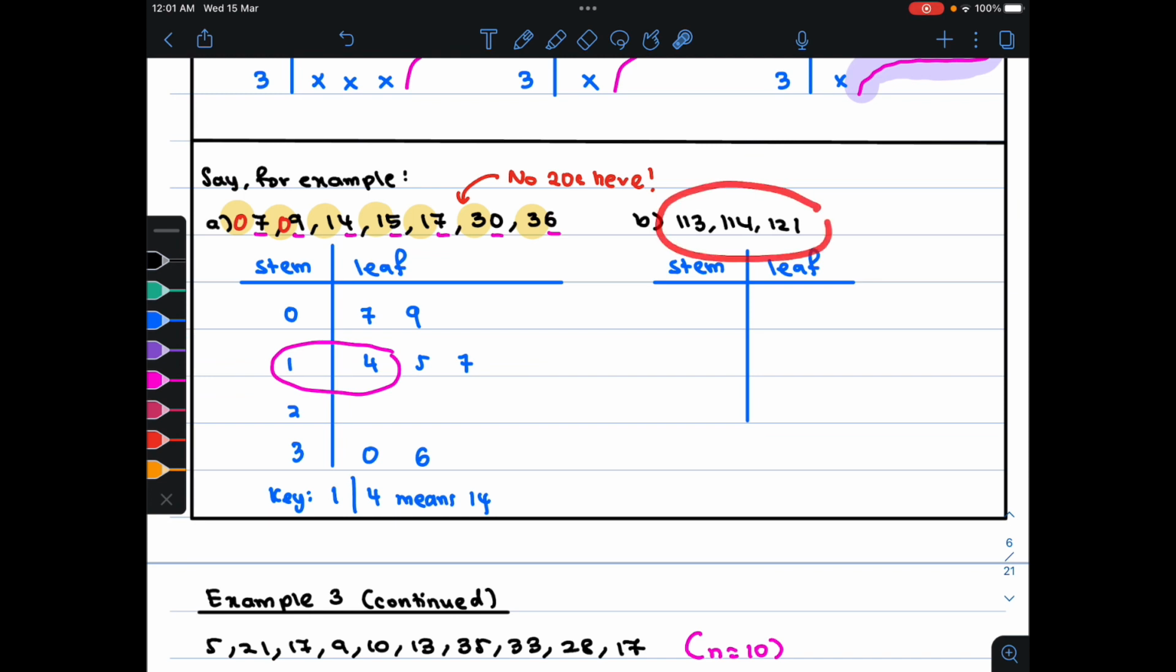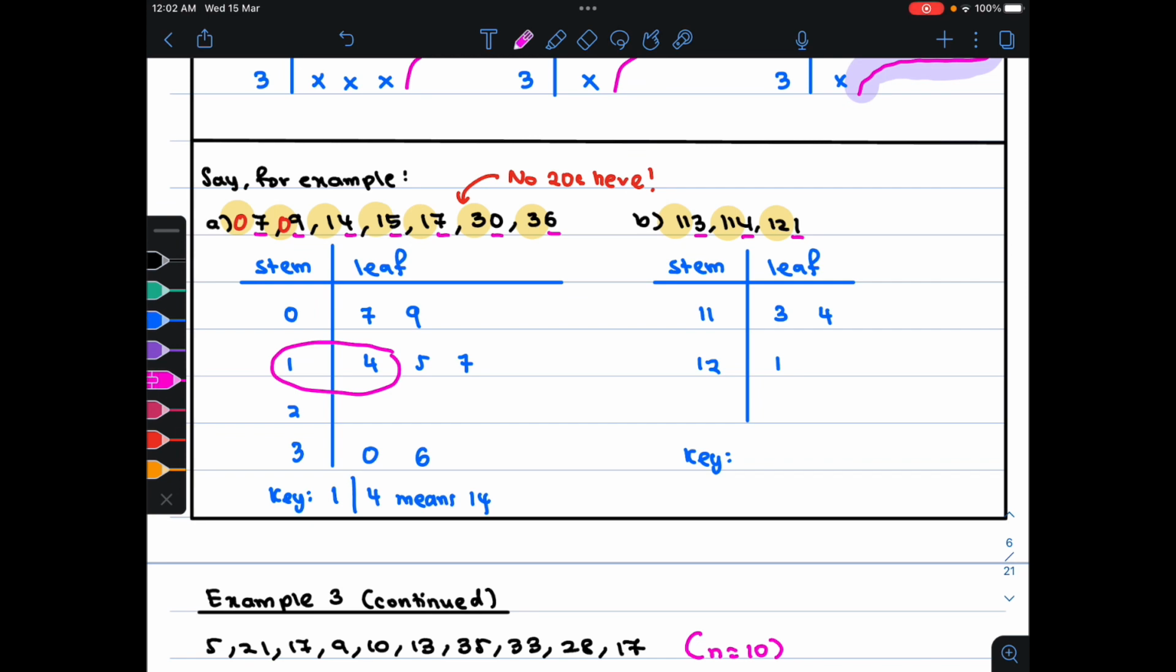Next, for part B, we have this data. So the leaf will always be the last digit, which is 3, 4, and 1 right here. And the stem will be the rest of the number. So here we have 11, 11, and 12. So we're just gonna write 11 once and 12 also once. When the stem is 11, the leaf will be 3 and 4. And when the stem is 12, the leaf will be 1. So don't forget the key.